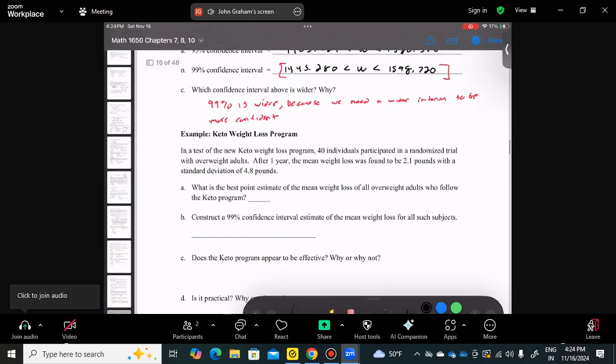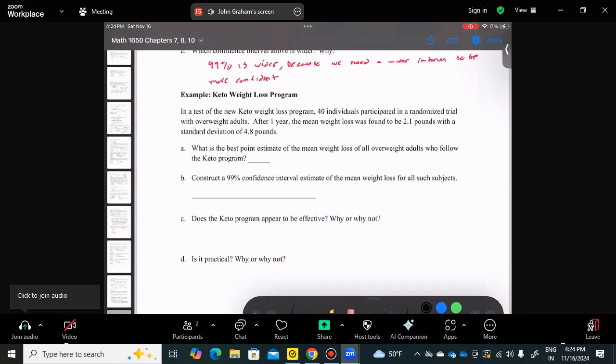Alright, let's do one on a keto weight loss program. In a test of a new keto weight loss program, 40 individuals participated in a randomized trial of overweight adults. After a year, the mean weight loss was 2.1 pounds, standard deviation of 4.8 pounds. What is the best point estimate of the mean weight loss of all overweight adults who follow the keto program? Well, it's our sample mean. Sample mean was 2.1 pounds.